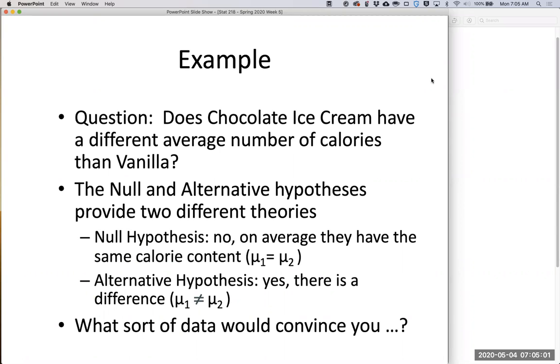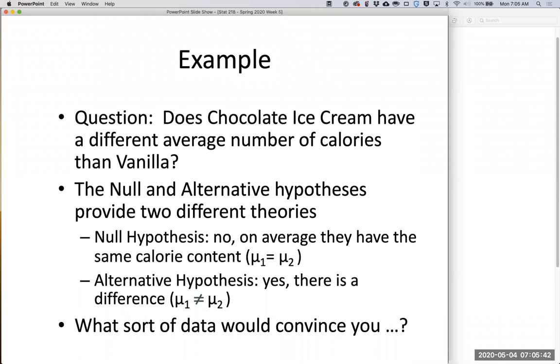What sort of data would convince you to believe the alternative hypothesis over the null? Again, the null hypothesis is what you're going to say you will be believing until you're convinced by the data that it's wrong. If you're convinced by the data that the null is wrong, you're welcome to believe the alternative hypothesis. It's almost like a jury. The jury is instructed by the judge to presume innocence until guilt has been demonstrated. What sort of data would convict the null hypothesis?